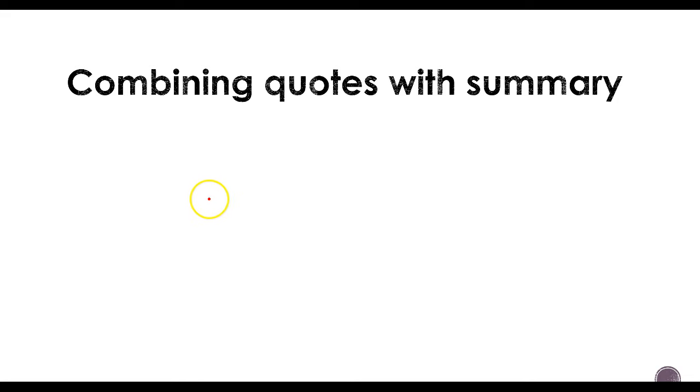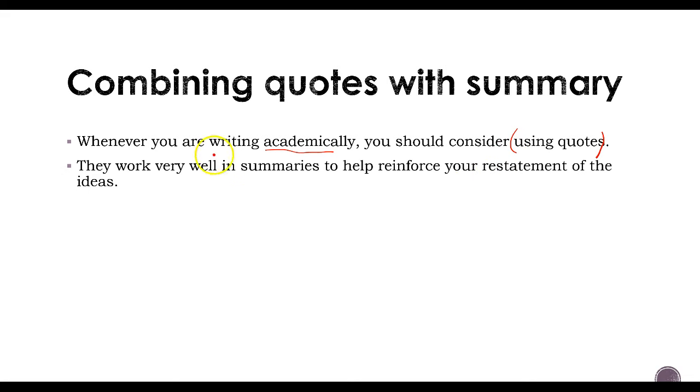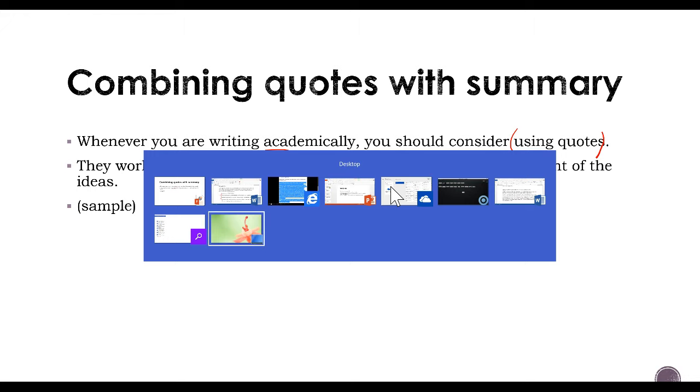So let's talk about putting everything together. Whenever you're writing academically, you should consider using quotes. I think quotes are helpful for all the reasons we talked about before, so that they help to reinforce your ideas, and sometimes they're necessary. They work really well in summaries, right? When you're restating an author's words, if you integrate quotes as part of that summary, it can help the summary to be a lot more effective. And let's take a look at one more example.